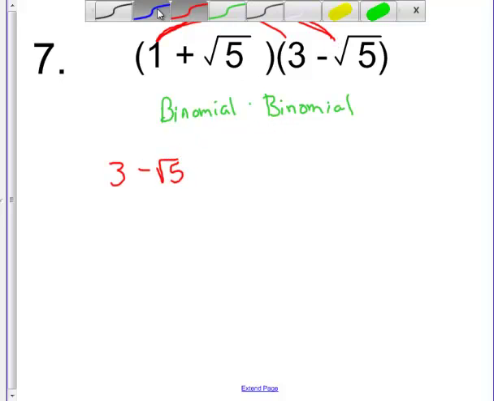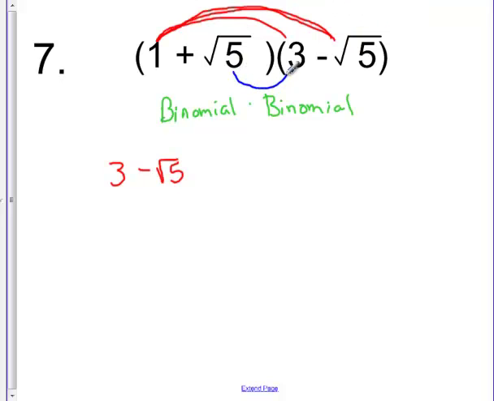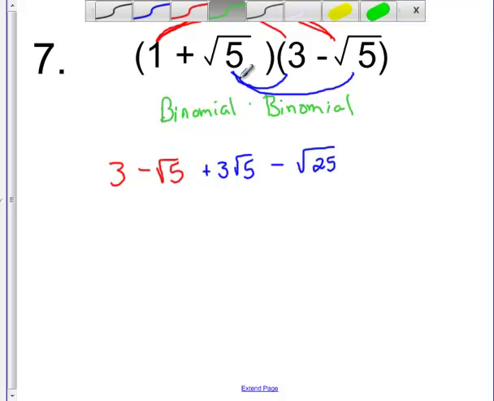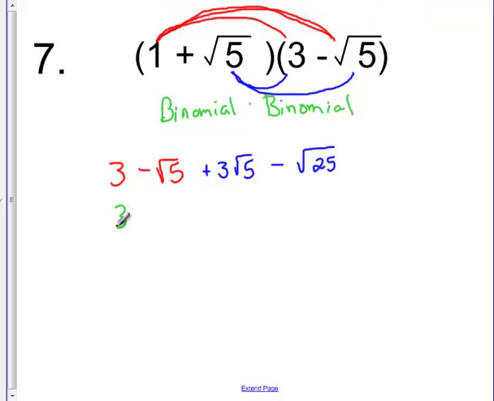Okay, now I have to distribute on the bottom here. That becomes 3 radical 5. And radical 5 times radical 5 is minus radical 25. Put everything all together. This 3. There are no more integers to add it with, so it stays by itself. Negative radical 5 plus 3 radical 5 gives me plus 2 radical 5. Minus the square root of 25.